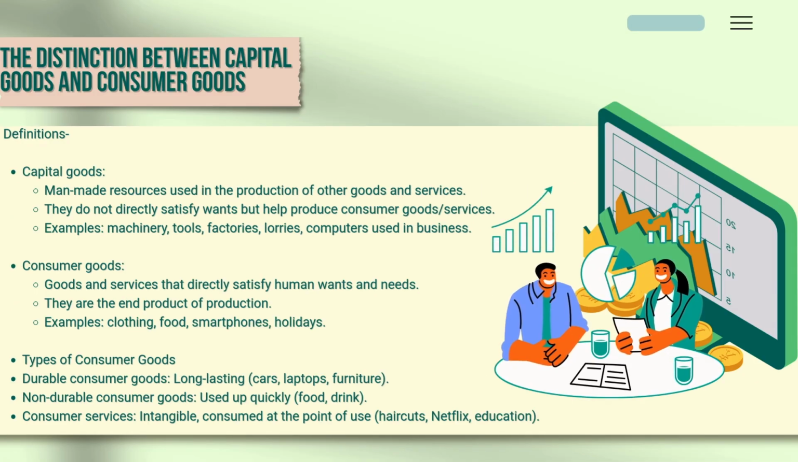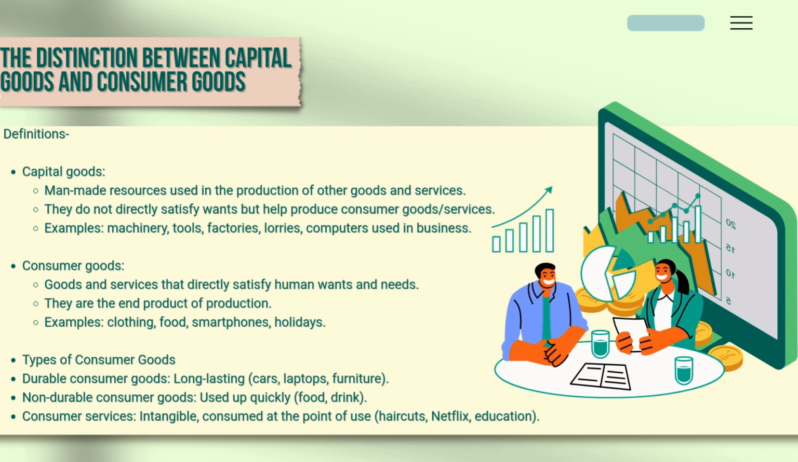The distinction between capital goods and consumer goods. The definition of capital goods are man-made resources used in the production of other goods and services. They do not directly satisfy wants but help produce consumer goods and services. Examples of these include machinery, tools, factories, lorries, and computers used in business.